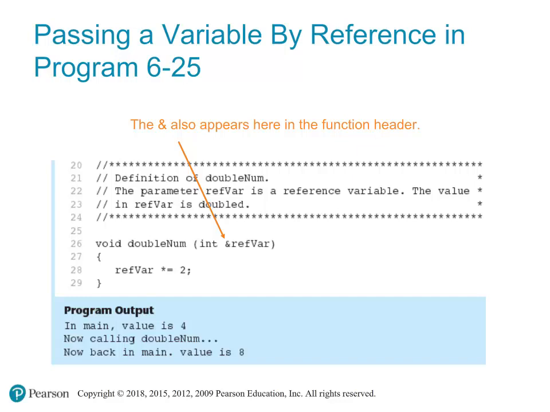When you call double_num(value) in the main function, refVal becomes an alias for value. So this function modifies refVal, which in turn modifies value in the main function. In the main function, the original value is 4. After calling double_num, if you print out the value, it becomes 8 because it is modified inside the function double_num.